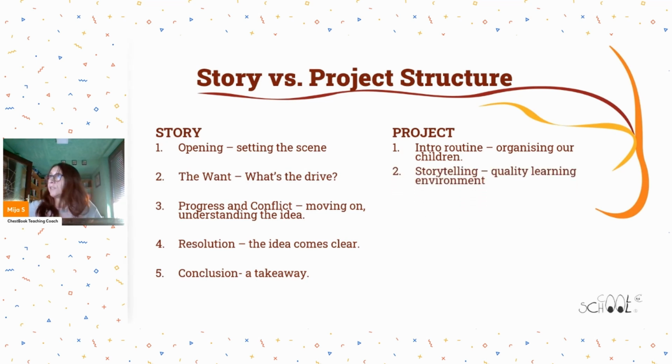The second part is the storytelling. The storytelling is the equivalent of the want that we have in the story. With storytelling, we introduce the learning environment. In that learning environment, children exercise what their wants are, what their desires are, what they want to learn. So we give them the option to choose, and they follow that part. Children find their own wants.